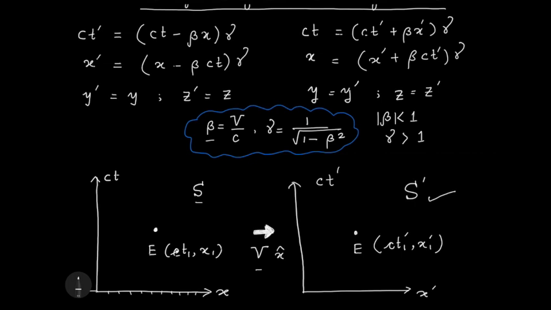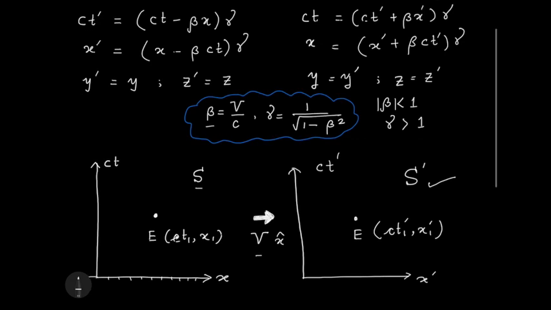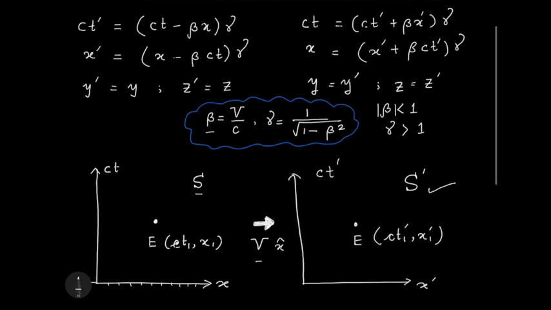Okay, so beta is always less than 1, gamma is always greater than 1. Gamma can be equal to 1 also if beta equals 0. Essentially, two reference frames then will be the same one. All right, so let us start using these today.